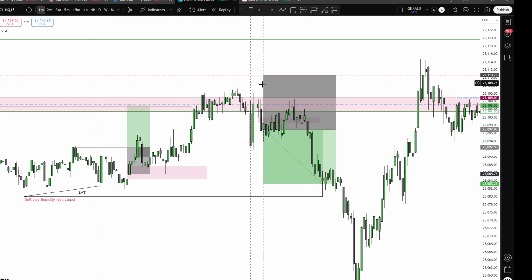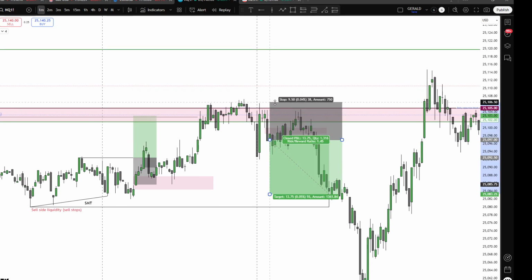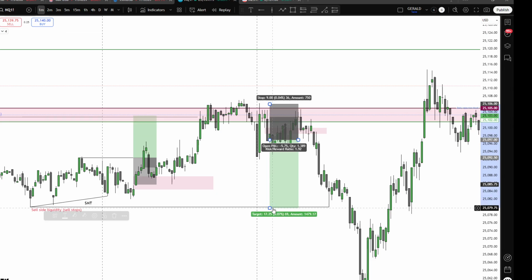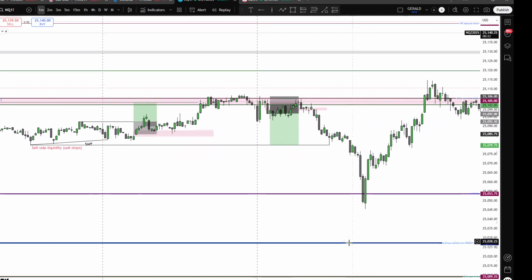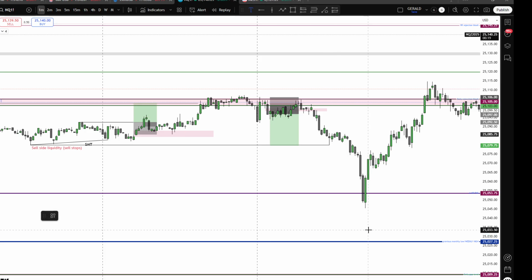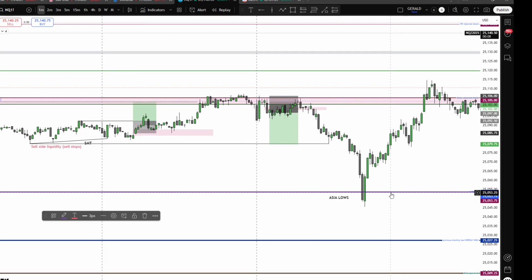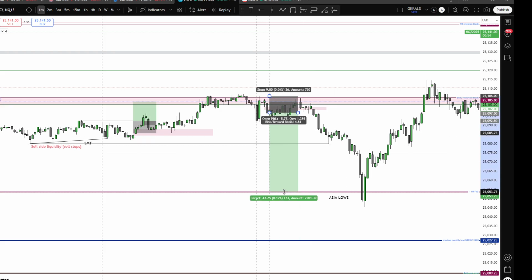I was targeting from this level here. This is where I wanted to be stopped out, and I was targeting these 1 a.m. lows, and I was also targeting the Asia lows. So Asia lows are right here at this 1 hour FVG. Remember this 1 hour FVG? Let me remove this and make this thick. So this was my target: these lows, 1 a.m. lows, and also the Asia lows.